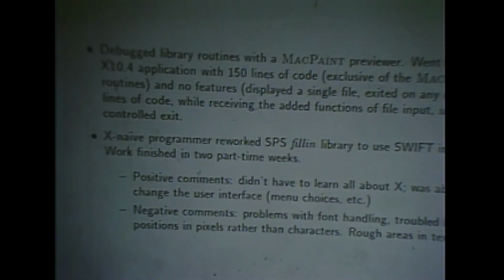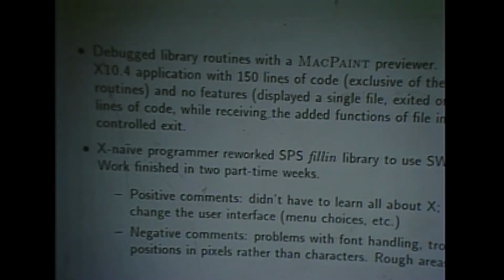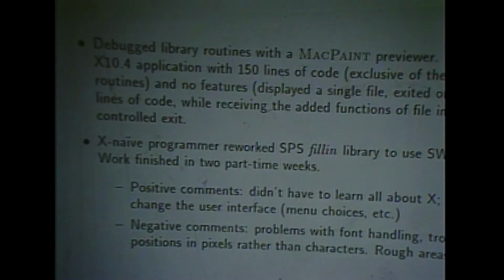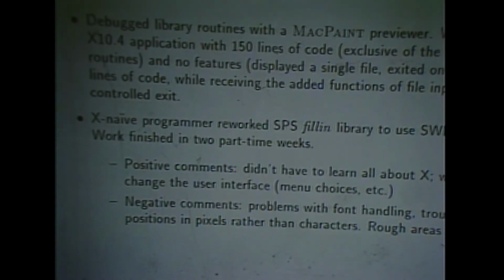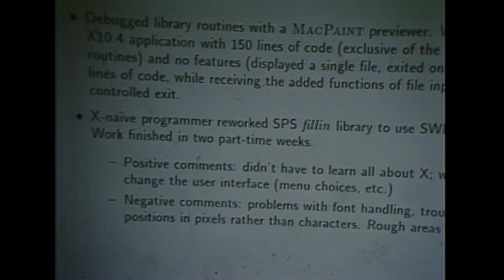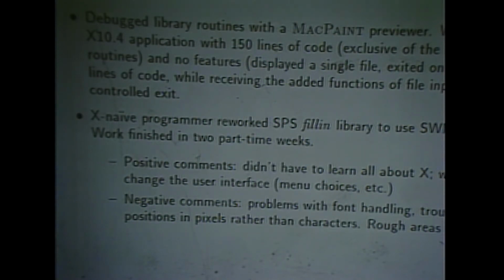Okay, when it was debugged, the McPaint previewer you saw before was used, and it started off as a naked X10.4 application, and it had 150 lines of code, no toolkit calls, no nothing, 150 lines of code plus the McPaint stuff itself, and didn't do much of anything. When it was all done, it had 135 lines of code, and it allowed you to ask for new files and read them in and all sorts of swell stuff. That was encouraging, so we took our ex-naive application programmer who knew all about our fill-in library and had him rework it, and in 2 weeks he finished, which was very encouraging.